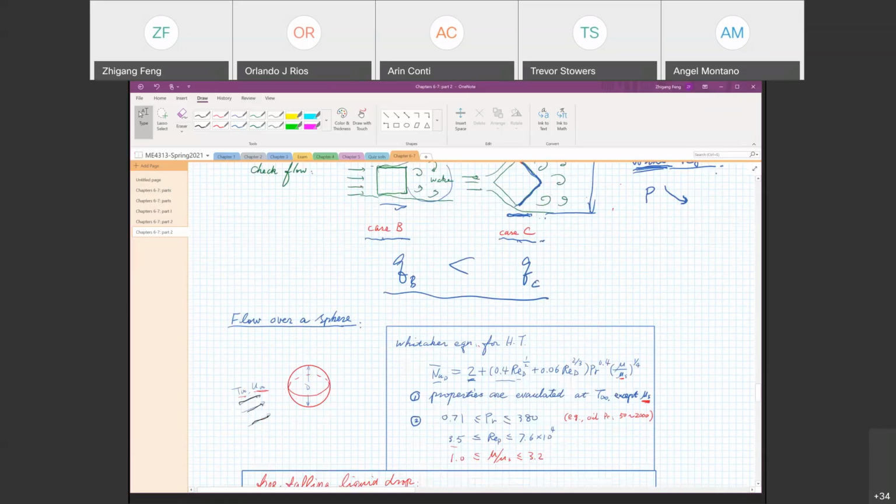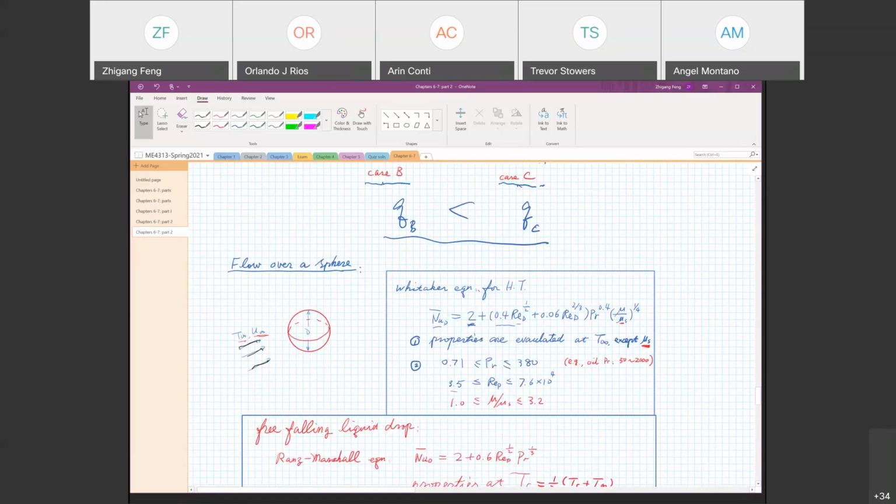Okay, so the last configuration we will cover is flow over a sphere. Flow has velocity u sub-infinity and temperature T sub-infinity. The sphere has a diameter of D, and it doesn't matter what direction the flow goes, because the sphere is isotropic. It has no preferred direction. So that's why we don't need to specify whether the flow is cross flow or not. Okay, it's flow over a sphere, as simple as that.